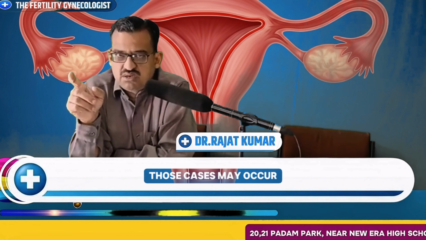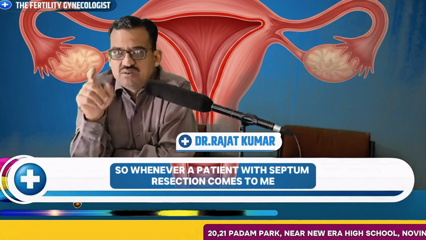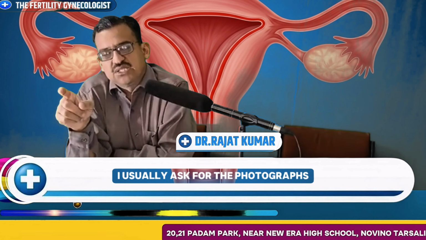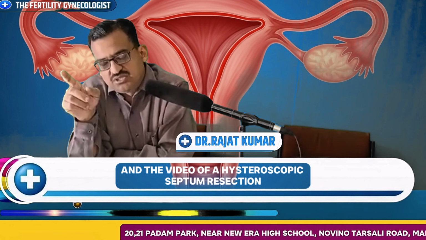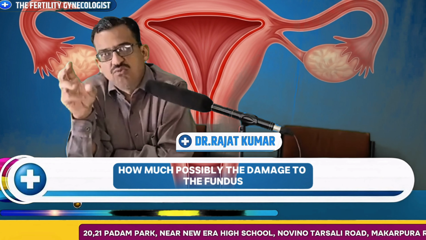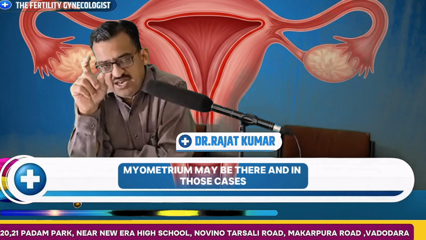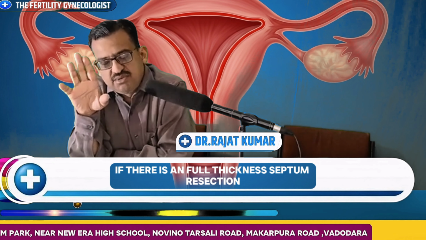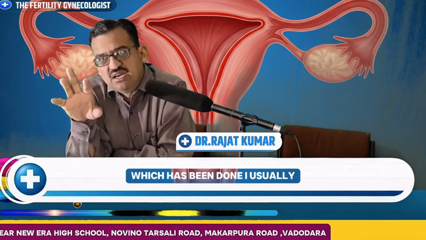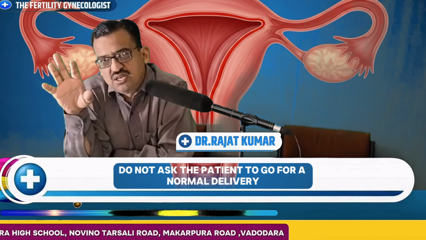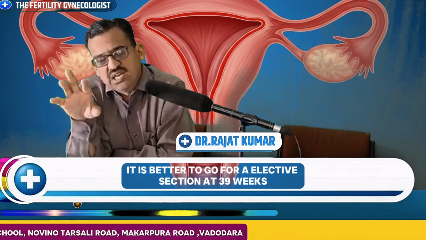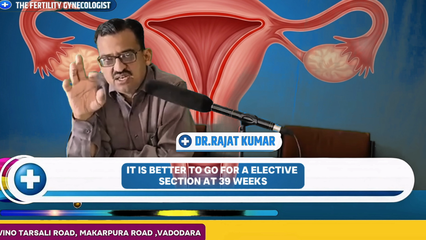Those cases may occur. So whenever a patient with septum resection comes to me, I usually ask for the photographs and the video of the hysteroscopic septum resection to make up my mind how much possible damage to the fundal myometrium there may be. And in those cases, if a full thickness septum resection has been done, I usually do not ask the patient to go for a normal delivery. It is better to go for an elective section at 39 weeks.